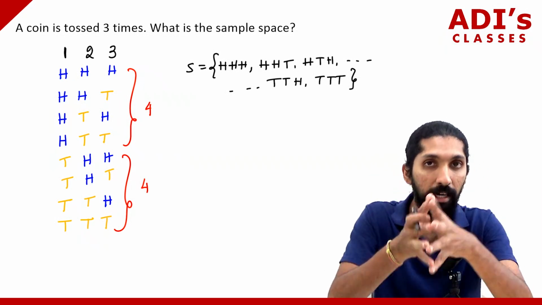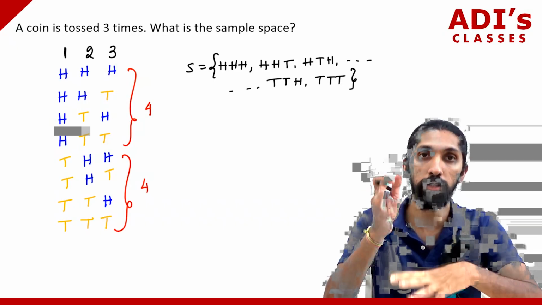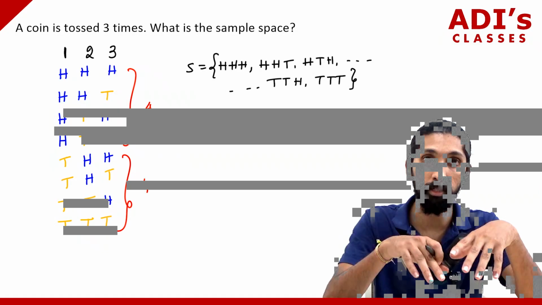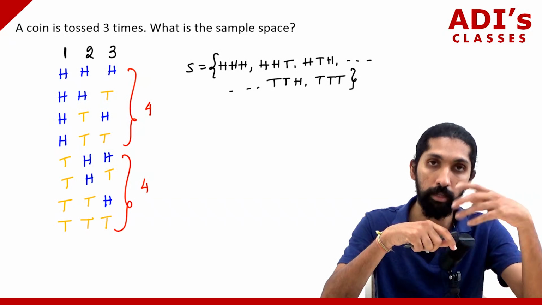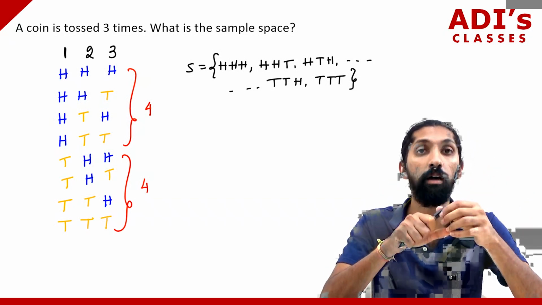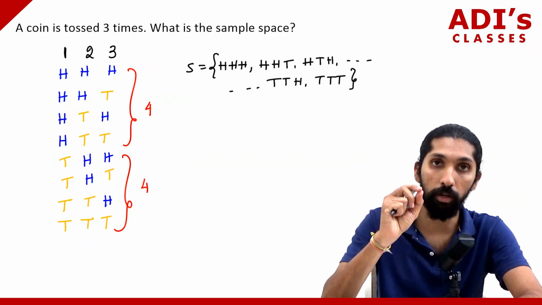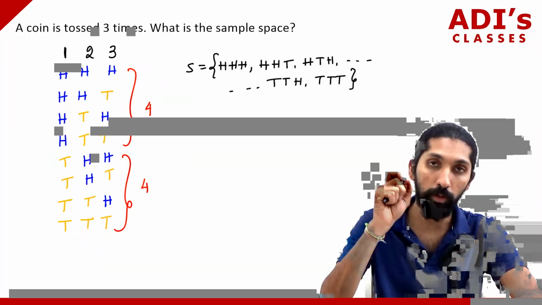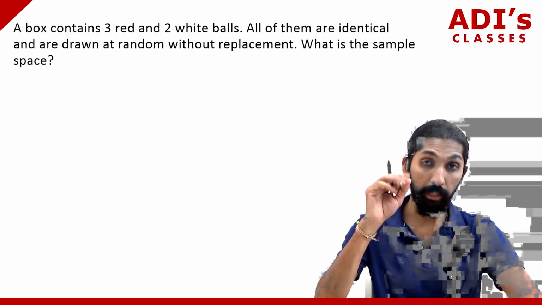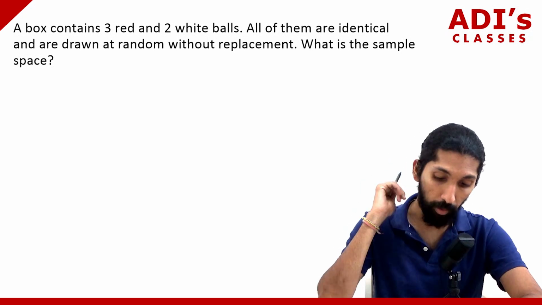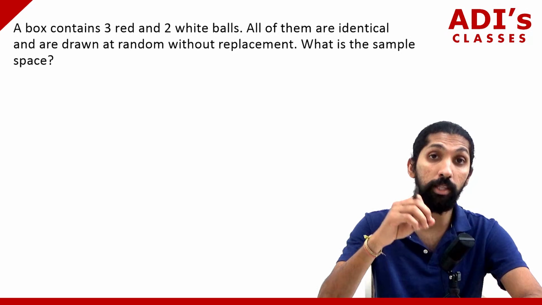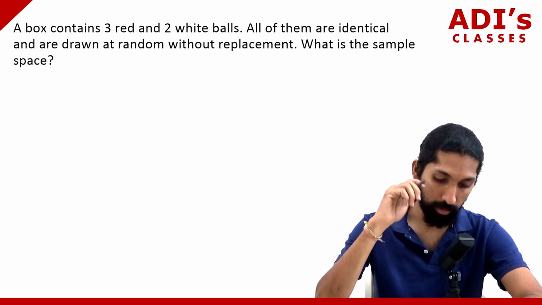Now, it's a very standard and very easy problem, actually speaking. Now, you're going to have compound things like a coin is tossed and a die is rolled, or something like this. Basically, a combination. Alright, now let's do the second one and see what type of problem you have and what sample space you need to write. Look at this one. A box contains 3 red and 2 white balls. All of them are identical and are drawn at random without replacement. What is the sample space?